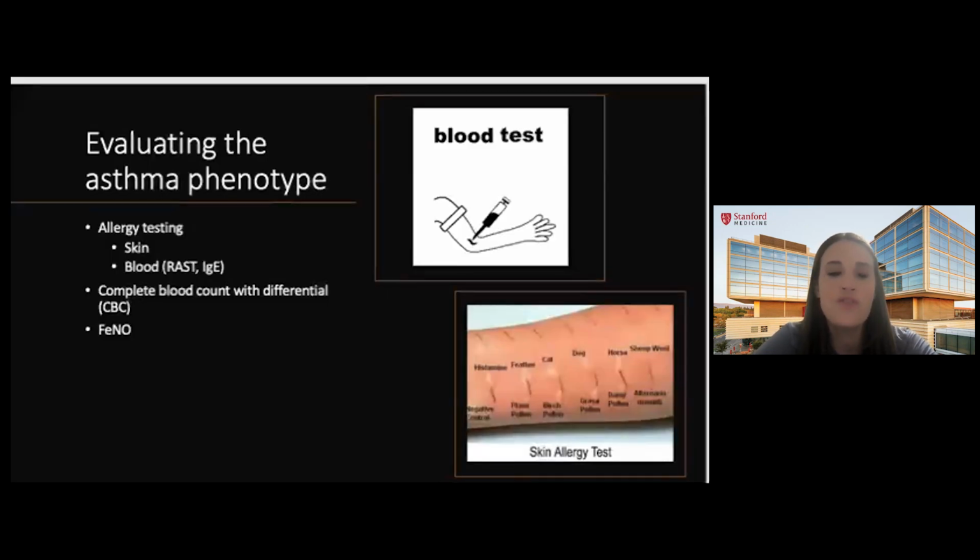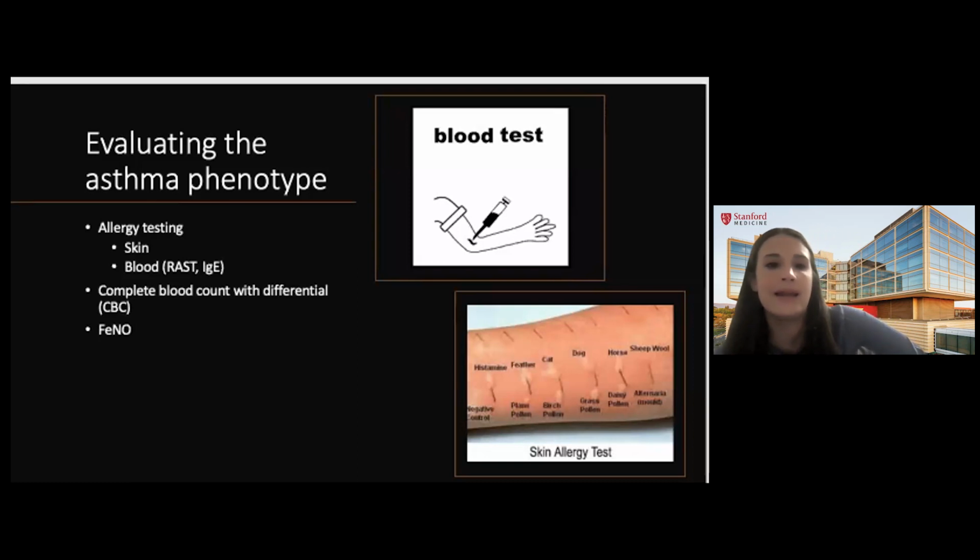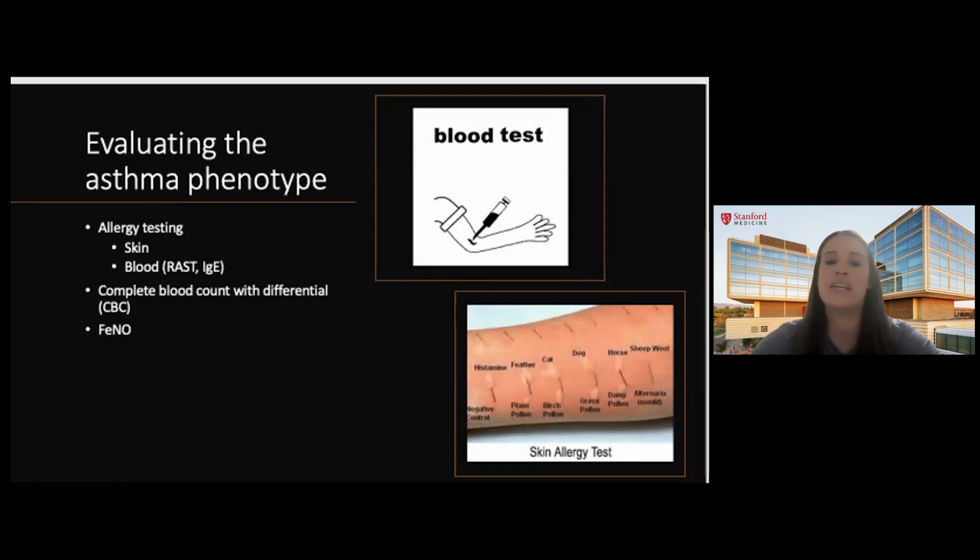So once you've made the diagnosis of asthma, the next thing to do is really to evaluate the asthma phenotype, or that Th2 high allergic or non-Th2 high non-allergic phenotype that I mentioned before. And so often I will recommend that patients who have symptoms suggestive of allergies and this type of phenotype get either skin or blood testing for allergies.